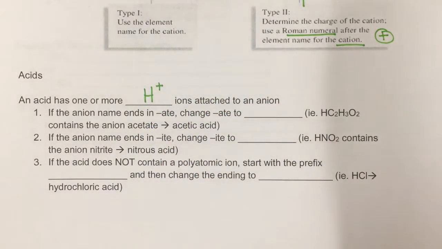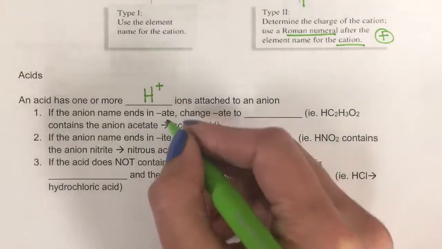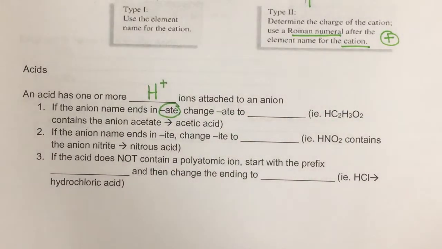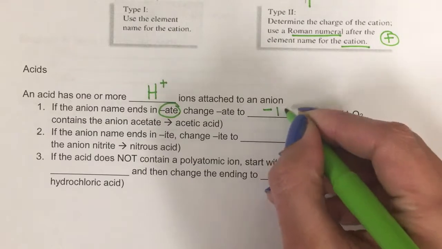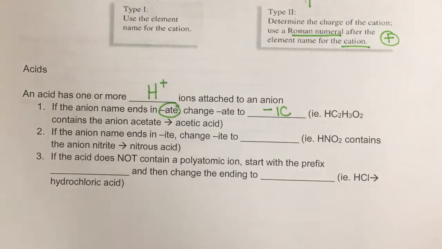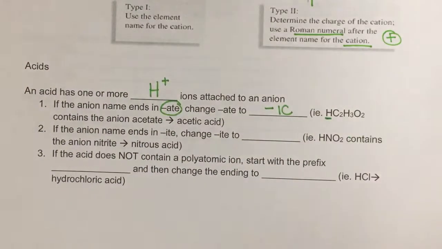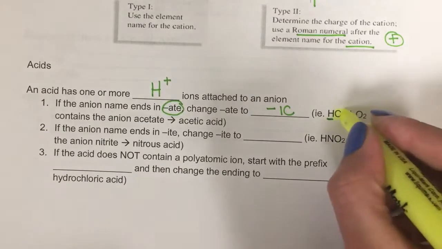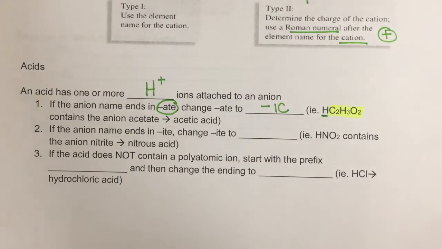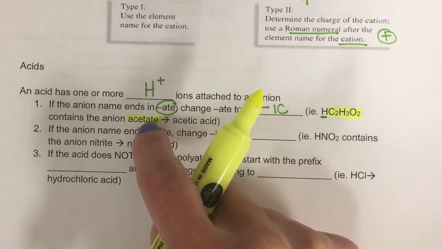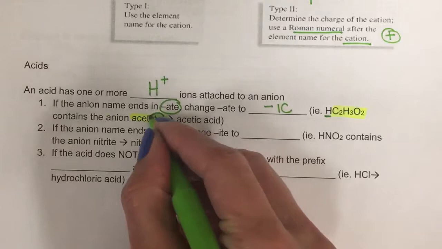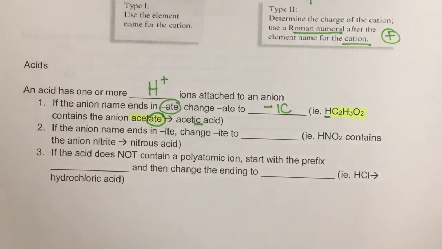Okay? Now, two different types. One type has a polyatomic ion. If the polyatomic ion ends in ATE, sulfate, phosphate, nitrate, I get rid of ATE and change it to IC. Okay? So here's my example. H, it's an acid because the H is in front. C2H3O2 is my polyatomic ion. My polyatomic ion is acetate, ATE. I get rid of the ATE. I change it to IC. So instead of acetate, I call it acetic acid.